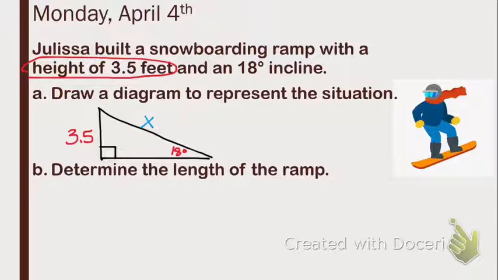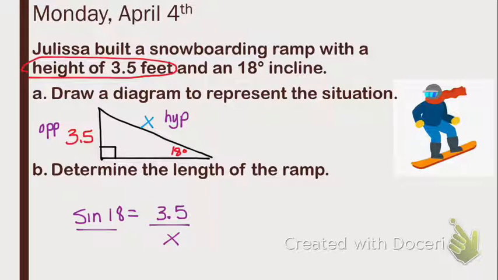All right, so what ratio am I going to use to find x? Is that a sine, a cosine, or a tangent? Sine. Because 3.5 is opposite, and x is your hypotenuse. So set up your ratio. Sine of 18 equals opposite over hypotenuse. Go ahead and cross multiply, solve that.